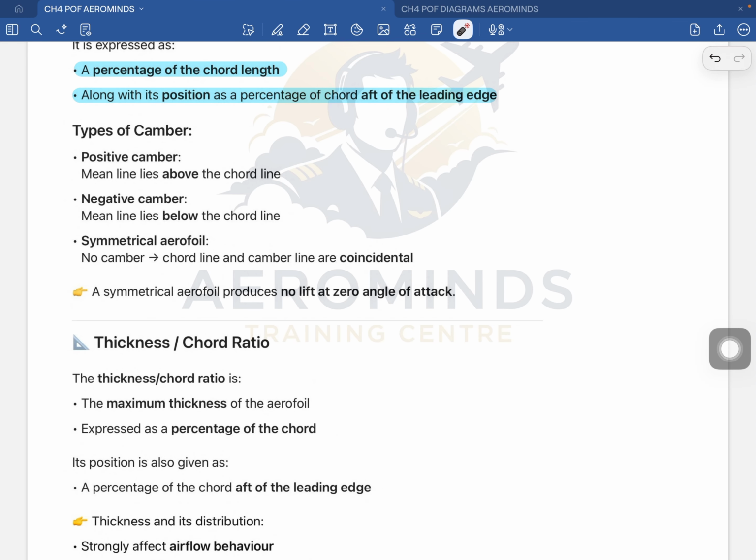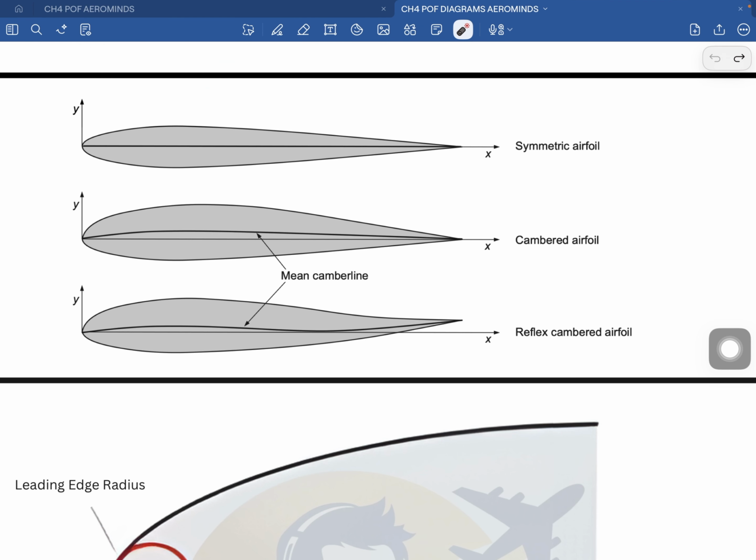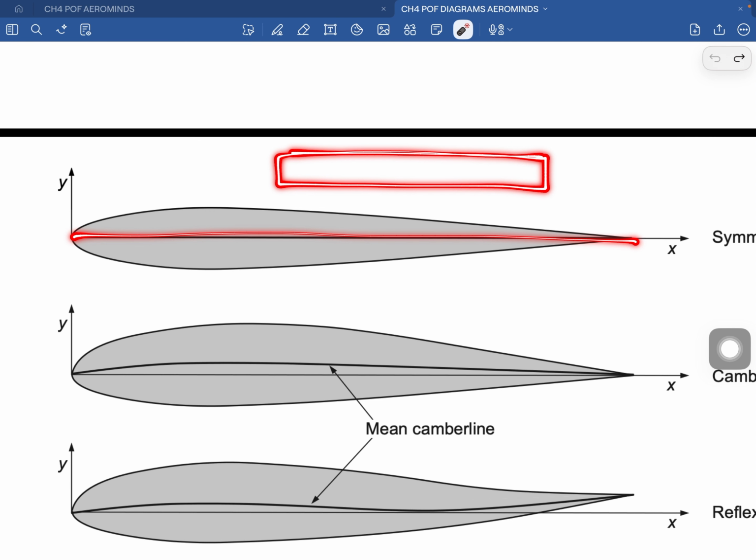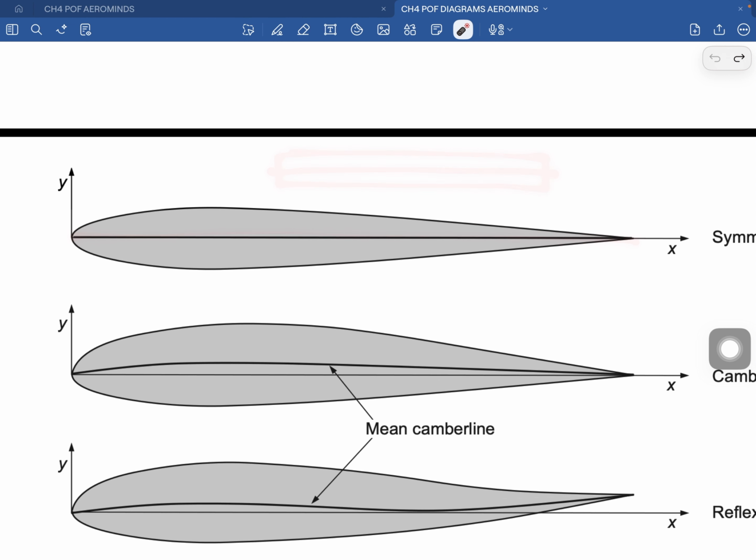Next is the symmetrical aerofoil. No camber, chord line and camber line are coincidental. In the symmetrical aerofoil, there is no camber. That means the chord line and the camber line are exactly on top of each other, and they are coincidental. The upper and the lower surface are like mirror images, like this. Even if you consider a rectangle aerofoil, it will be similar.